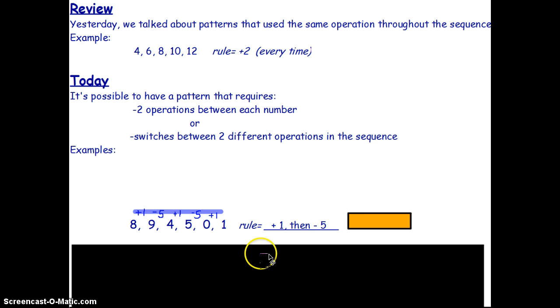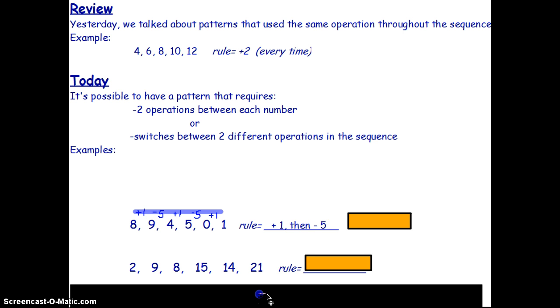All right, let's look at the next one. Again, now I have numbers that are getting bigger, getting smaller, getting bigger, getting smaller, getting bigger. So maybe I'll have something similar to what I have up here above. So to get from 2 to 9, how is that number changing? I know that I can add 7.